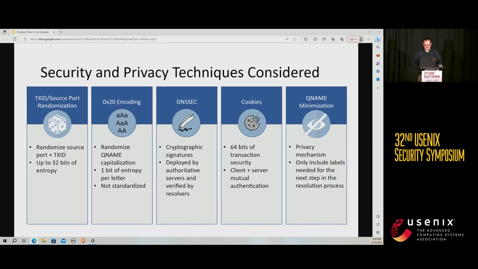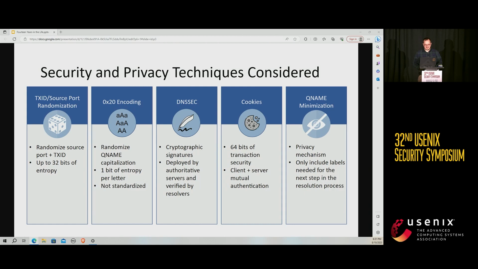So there are 6 security and privacy practices which should be considered in this work. First being transaction ID and source port randomization. These could be seen as the first line of defense against cache poisoning attacks. If these two values are randomized, an attacker would need to successfully guess both of these in order to poison a cache, giving up to 32 bits of entropy.